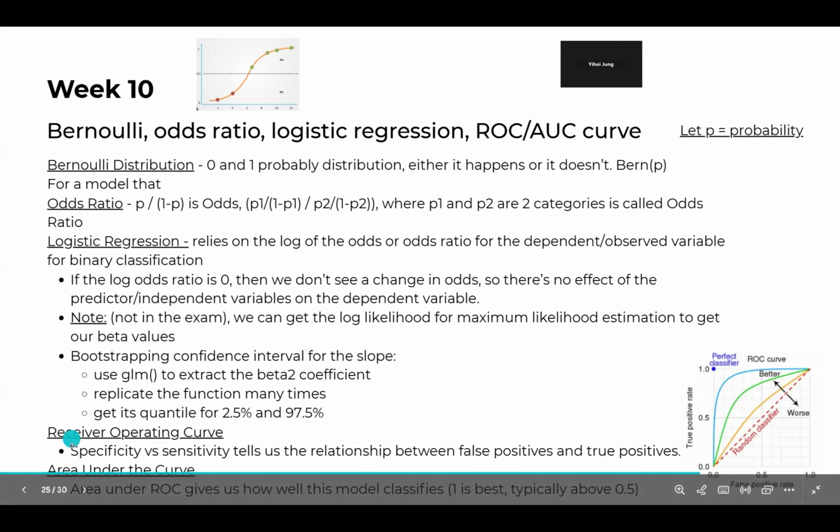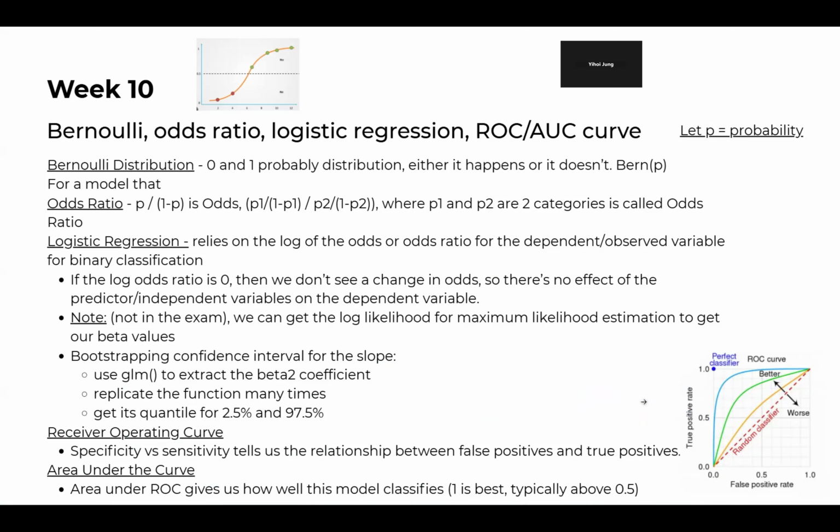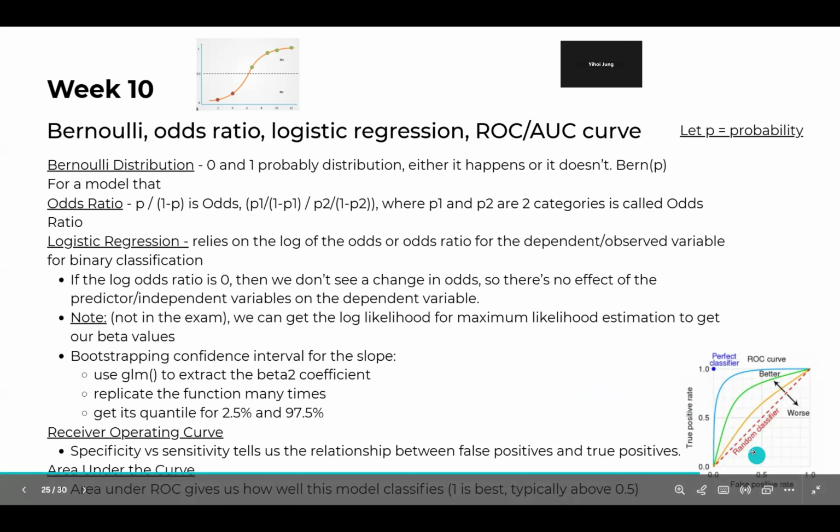And then we get into the receiver operating curve. So the ROC curve is basically a curve between the false positives versus the true positives. From that 2x2 confusion matrix that we went over earlier, it's basically saying how much of our data set is giving us true positives versus false positives.